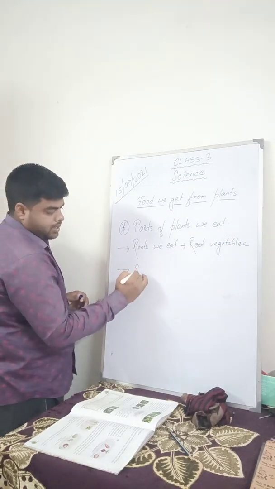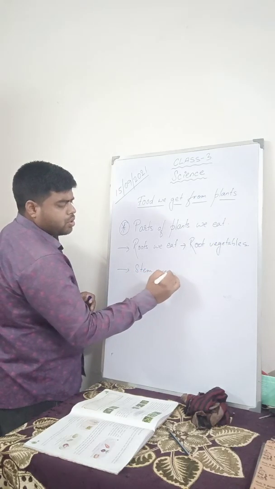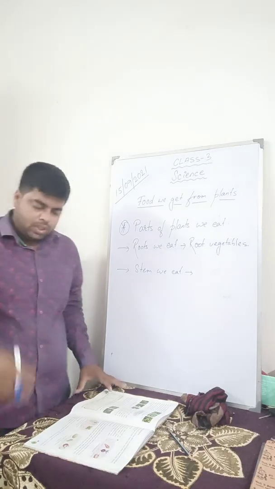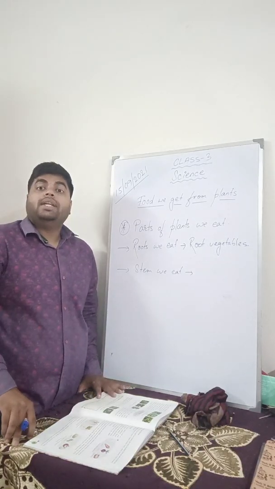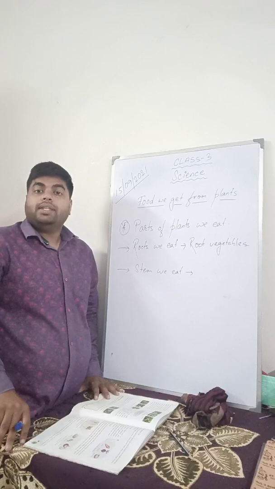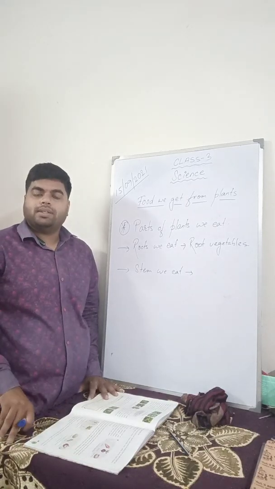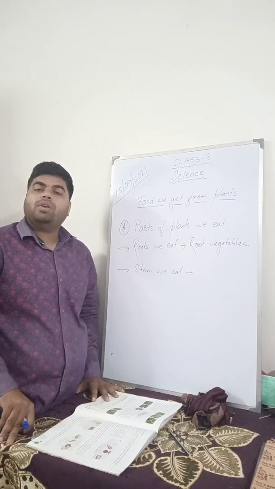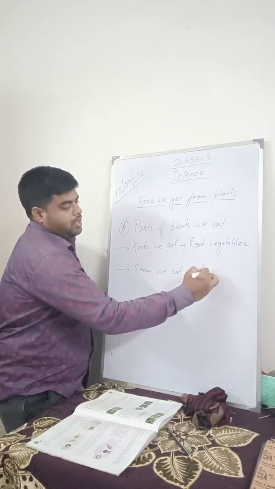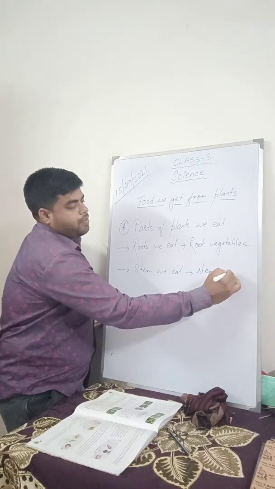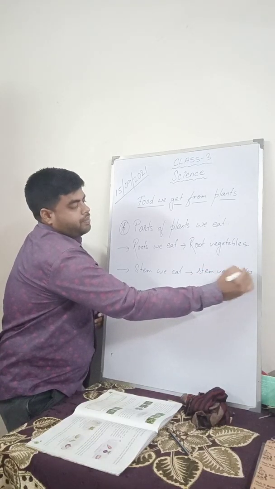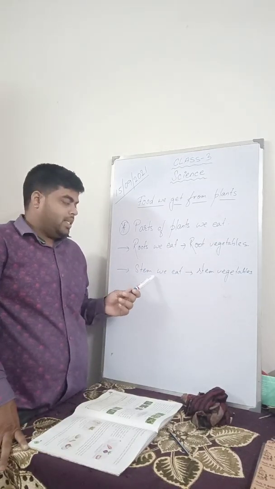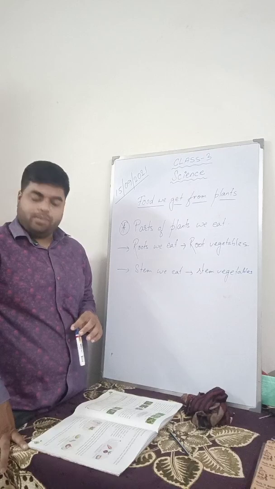Next is stem we eat. There are a few stems which are eaten by us, for example ginger, potato, and sugarcane. They are stems and they are eaten by us. The stems of some plants are eatable and they are known as stem vegetables. So the roots we eat are known as root vegetables, and the stems we eat are known as stem vegetables.